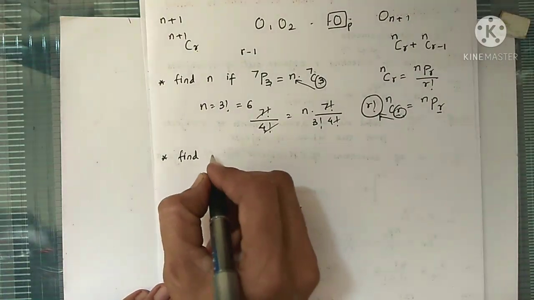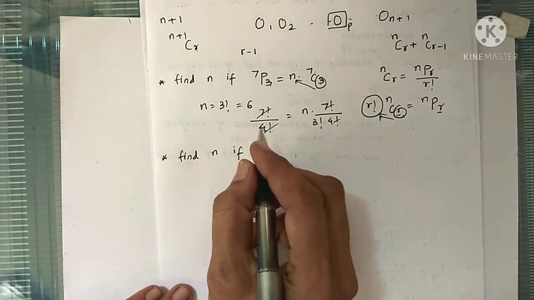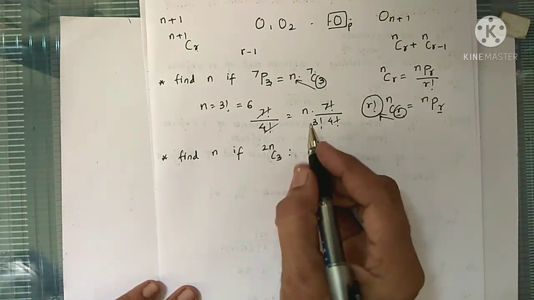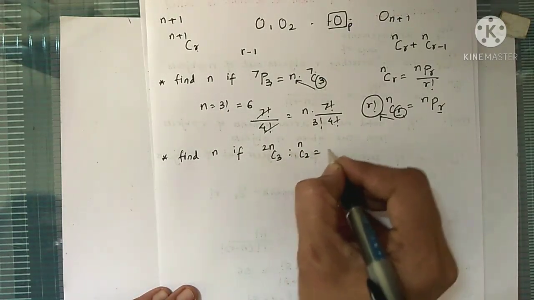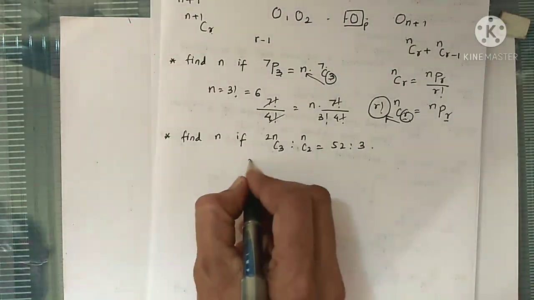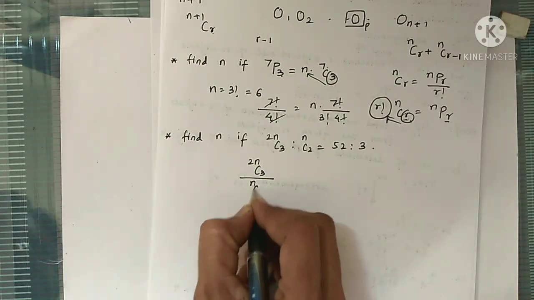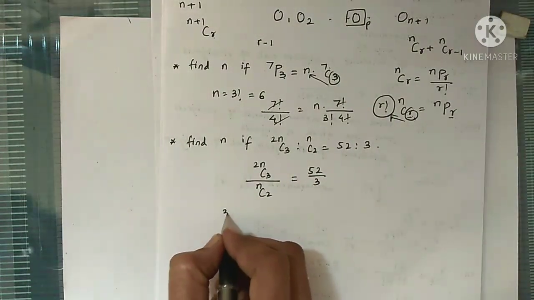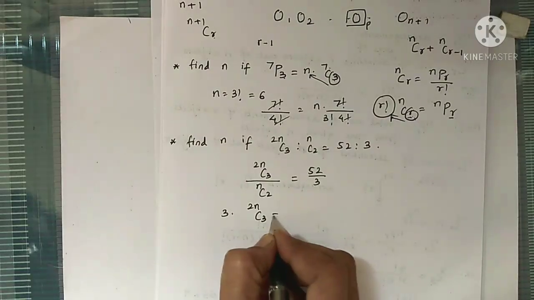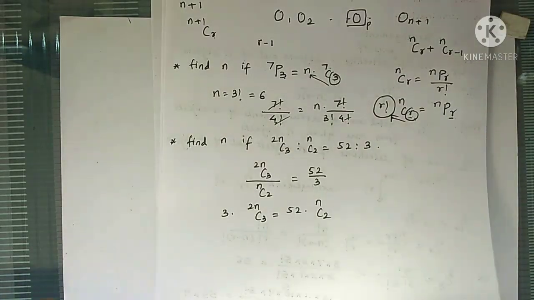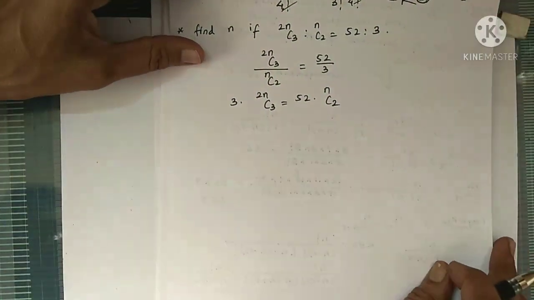Again let's find out n only. Find n if a ratio is given now, 2nC3 is to nC2 equal to 52 is to 3. So 2nC3 divided by nC2 equal to 52 upon 3. So first let's cross multiply. 3 into 2nC3 equal to 52 into nC2. Now let's use the formula for nCr for both left hand side and right hand side, and let's simplify those terms.